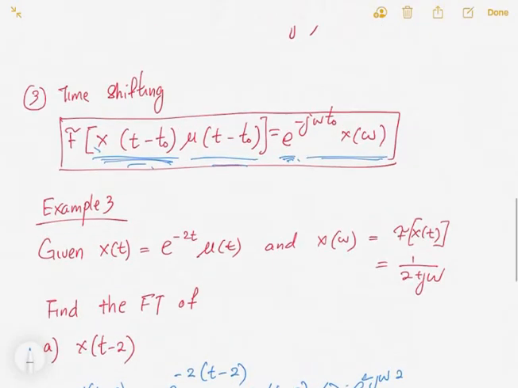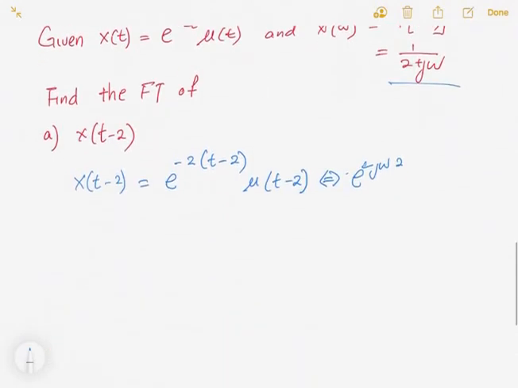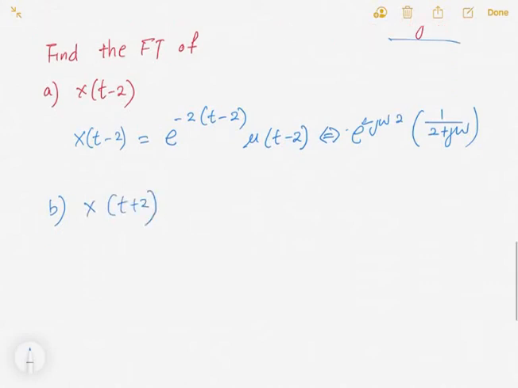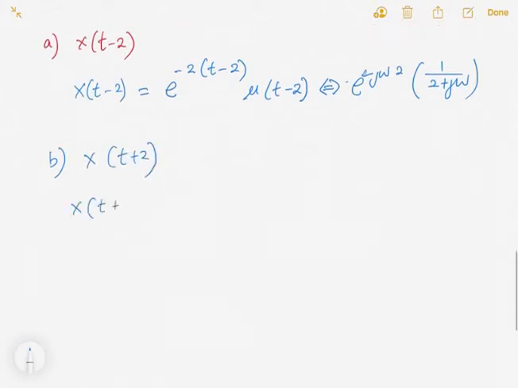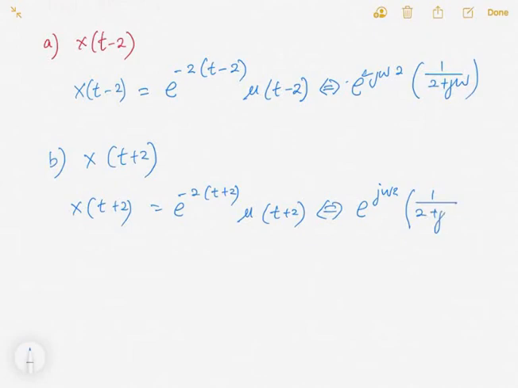And then we have what? X(omega). So X(omega) is this one, 1 over 2 plus j omega. Okay, this is the answer. What about if we have x(t plus 2)? If t plus 2, we get e^(-2(t plus 2)) u(t plus 2), and then here we get e^(j omega 2), then 1 over 2 plus j omega.